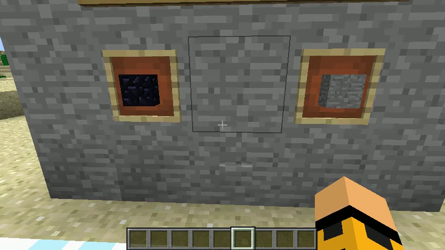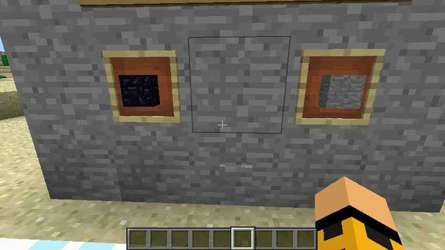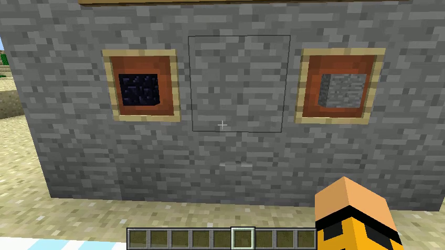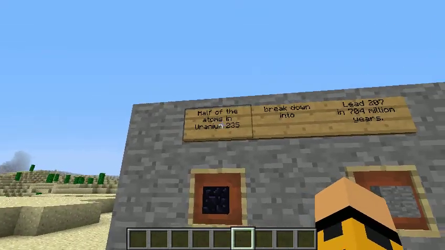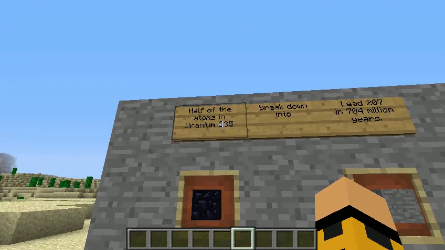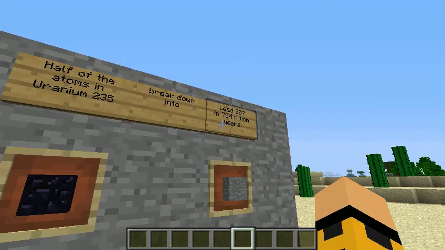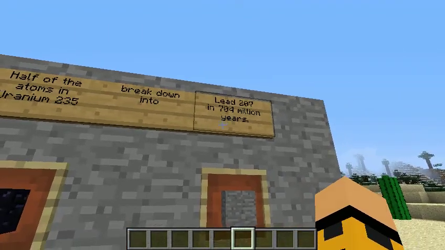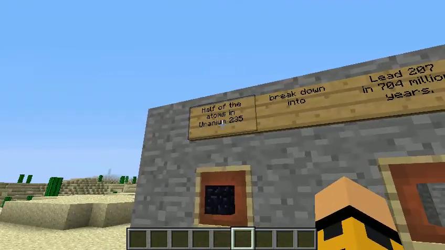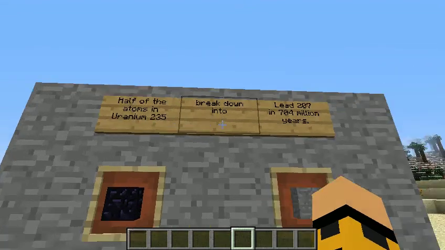The rate of change of a radioactive element is measured in half-lives. A half-life is the time it takes for half the unstable atoms in an element to change to another form. So it takes half the atoms in uranium-235 704 million years to break down into lead-207. Only half of the atoms in uranium-235.